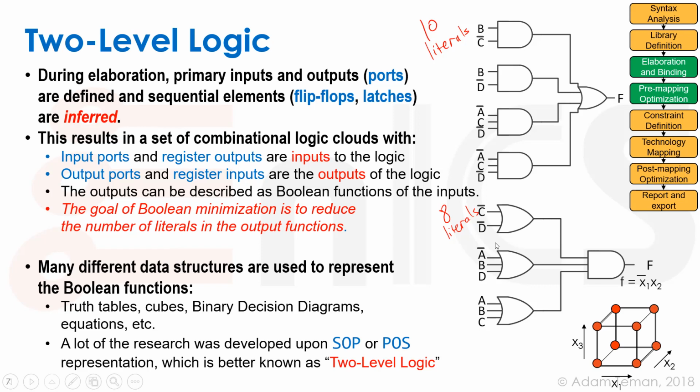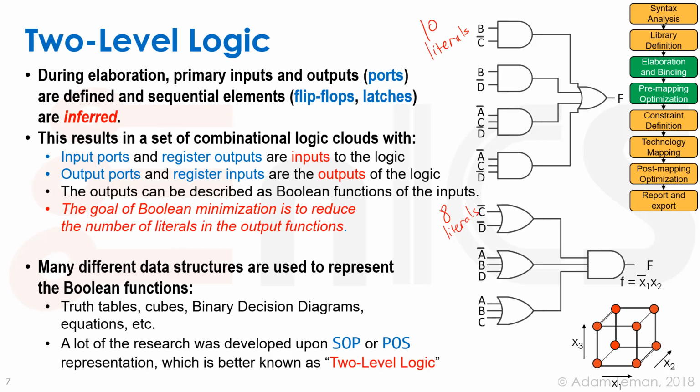So there are many different structures that are used to represent Boolean functions. Computational Boolean algebra is a very extensive, very well-researched subject, and a lot of it has dealt with this two-level logic minimization. So truth tables we know about, and we'll learn a bit about binary decision diagrams in this lecture. This is something called a cube. It's another type of representation to use. You can do analytical things with equations and so forth. So two-level logic is what we're discussing now.